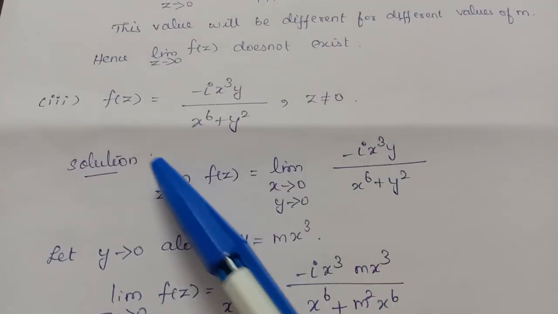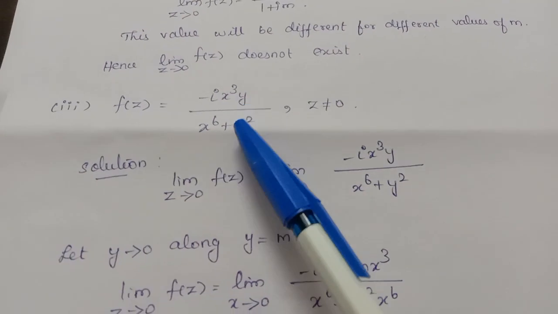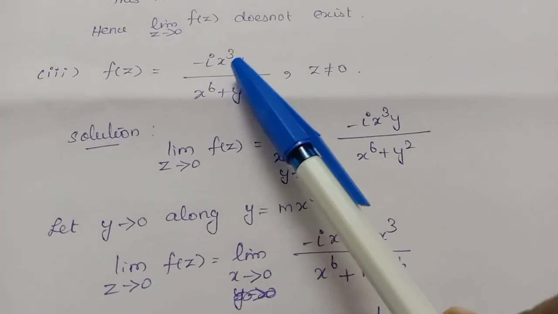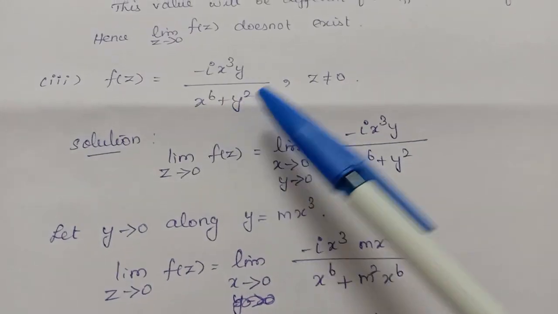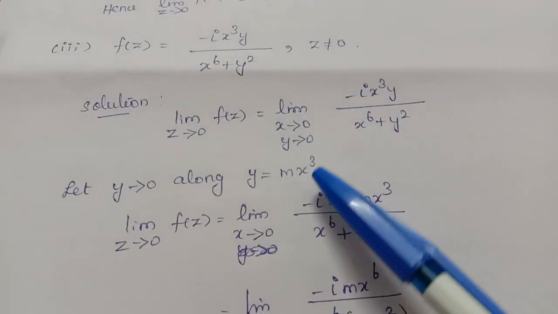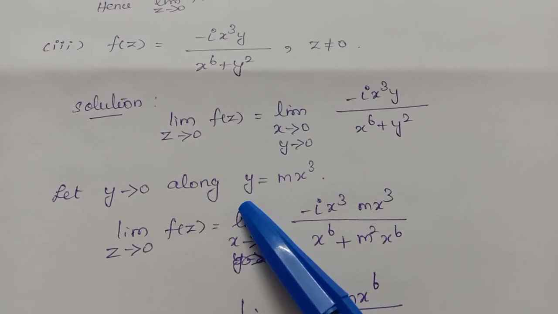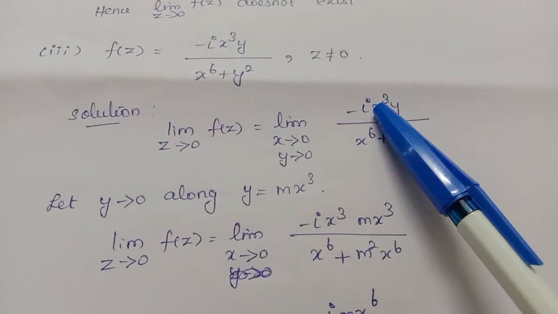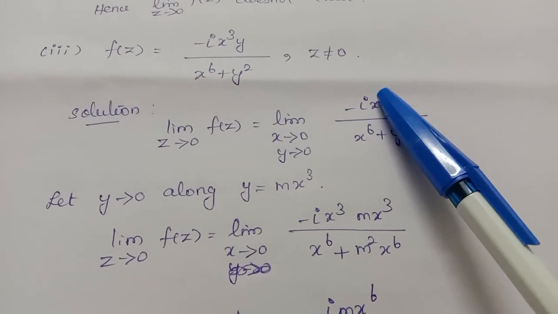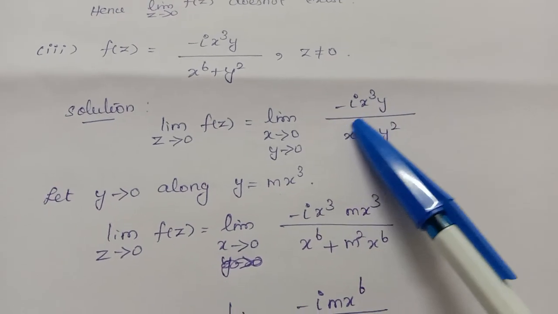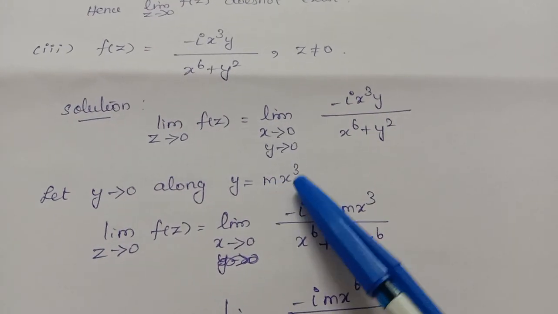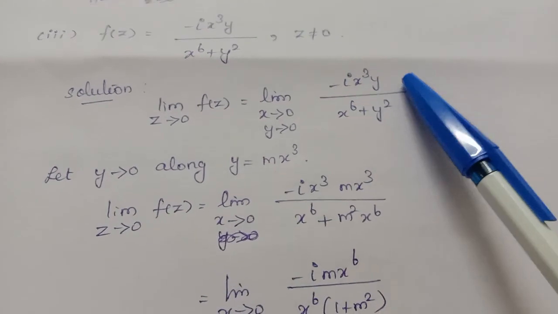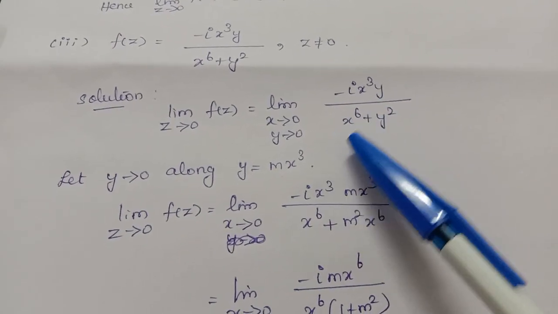Okay. Then one more problem, f of z equal to minus i x cube y by x power 6 plus y square, where z is not equal to 0. The same thing, if you substitute x equal to 0, y equal to 0, you will get 0 by 0 form. So here I am assuming y is approaching 0 along the curve y equal to mx cube. Why am I taking it as mx cube? Because look at the power here, it is x cube. So the total degree of the numerator is 4, but here it is 6. So if I substitute mx cube, it will be convenient for me to do the calculation. That is why I have taken it. If you take any other value, you will not get any common factors to cancel.